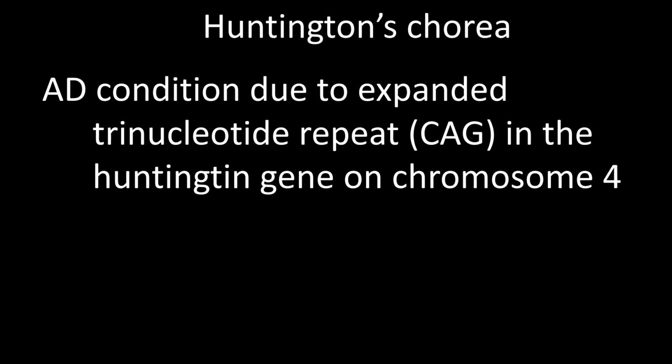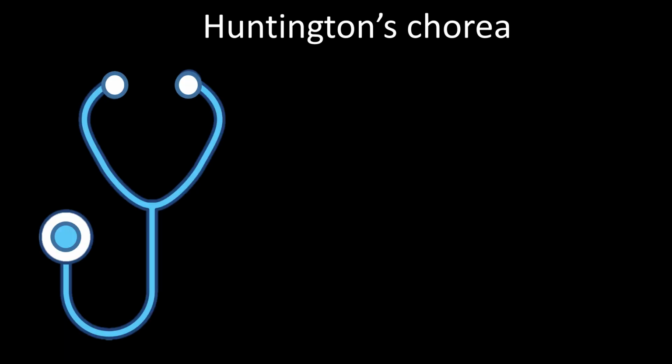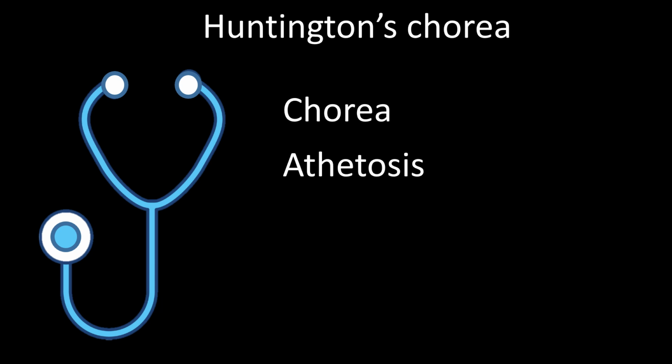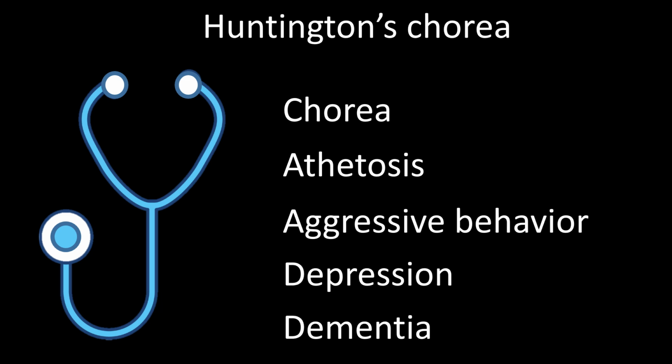The second choice in this question, choice B, is Huntington's chorea. Huntington's chorea is an autosomal dominant condition due to expanded trinucleotide CAG repeats in the Huntingtin gene of chromosome 4. Genetic anticipation is common in this condition, with manifestation occurring earlier and more pronounced with each passing generation. The clinical manifestations of Huntington's chorea are chorea, athetosis, aggressivity, depression, and dementia.